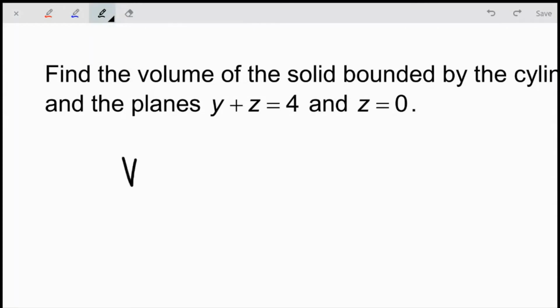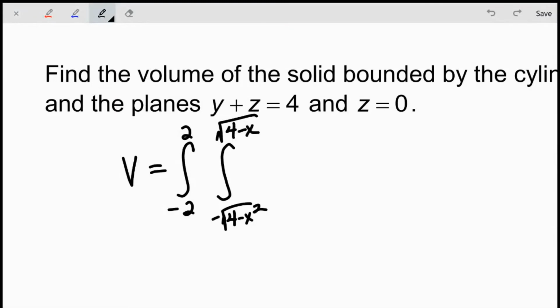Okay, so what I want to do here to find this volume, remember I said I'm going to integrate with respect to y first, so I know my x is my outside integral, but my lower limit of integration is the bottom of the circle, negative square root of 4 minus x squared. Upper limit is the top of that circle, square root of 4 minus x squared. And then I've got my function. So remember the plane was y plus z equals 4. So that's the same as z equals 4 minus y. And we're going to integrate with respect to y and then with respect to x.